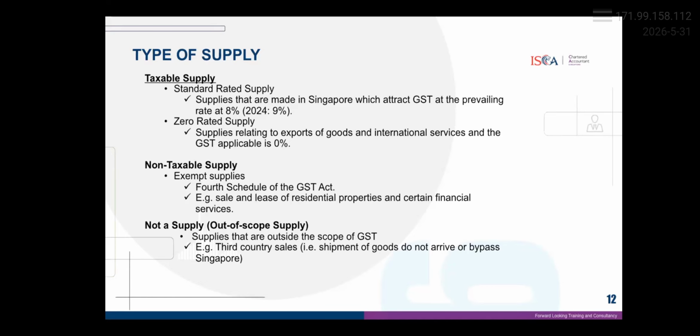There is also the last category of not a supply, or out of scope supply, which means that the transaction is not described under taxable supply. It is also not described under exempt supply. This type of supply is considered out of scope. In short, it is a supply that is outside the scope of GST. An example of this would be third-party sales, where the shipment of goods does not arrive in or bypass Singapore.